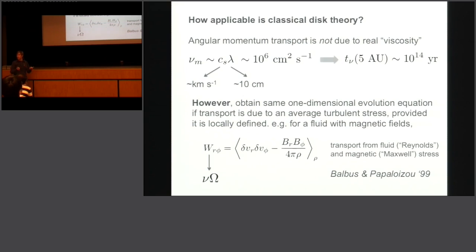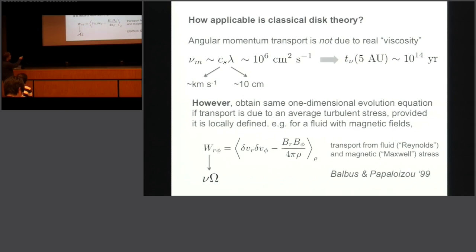The sharing of momentum and angular momentum by random motion of molecules within the fluid. And if we actually ask, well, how large that kind of viscosity, that molecular viscosity would be in disks, the answer is that it's very small. So here's the simple calculation.